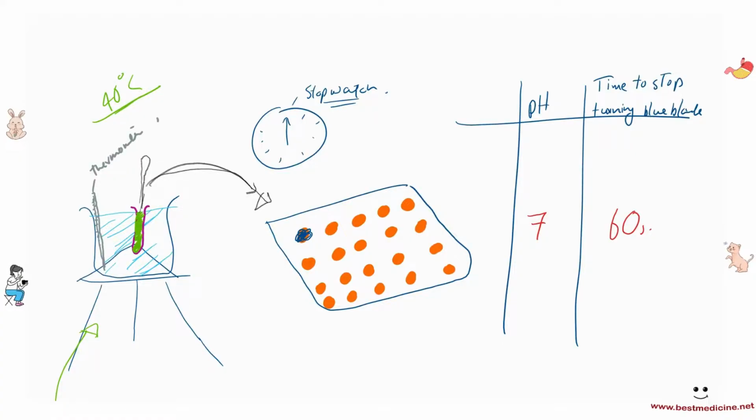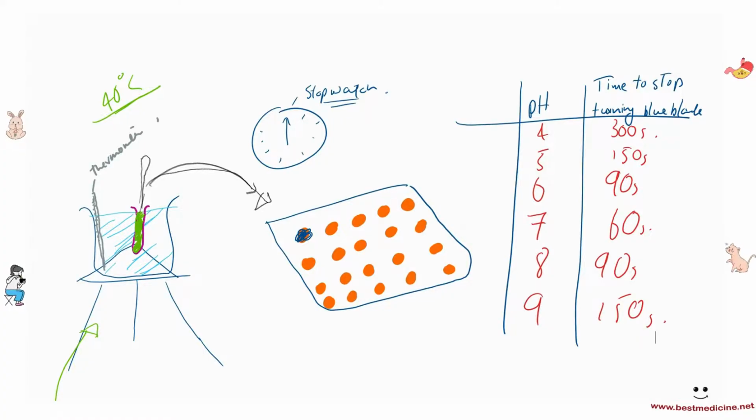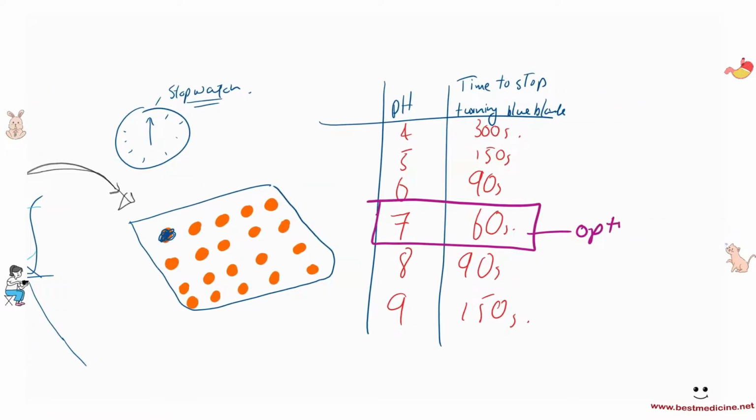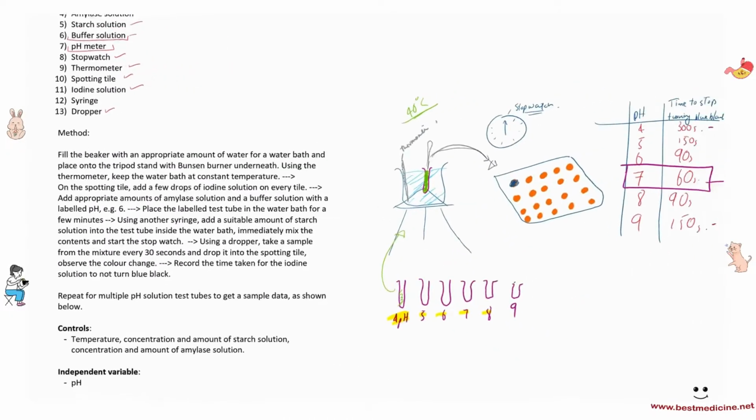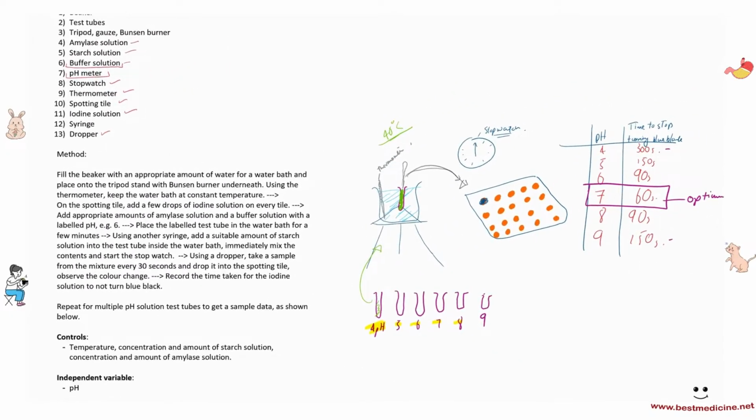Then we move away from this optimum, and we get pH 6, maybe 90 seconds, then pH 5 is 150 seconds, and then pH 4 is like 300 seconds, and so on. And pH 8 is similar, 90 seconds, and pH 9 is 150 seconds, and so on. So we get these numbers, and we find out that the starch is being digested best at 7. So that must be the optimum pH, while the other ones are away from optimum. And that's the experiment, and they can give you this experiment and ask you multiple different kinds of questions on it.